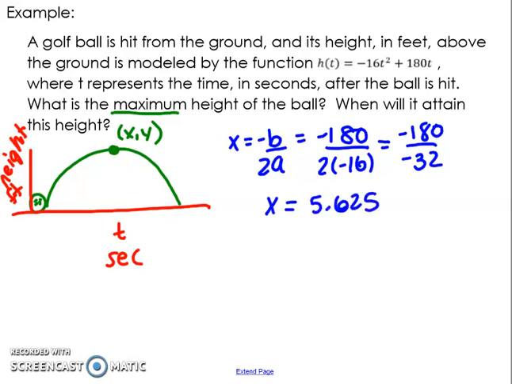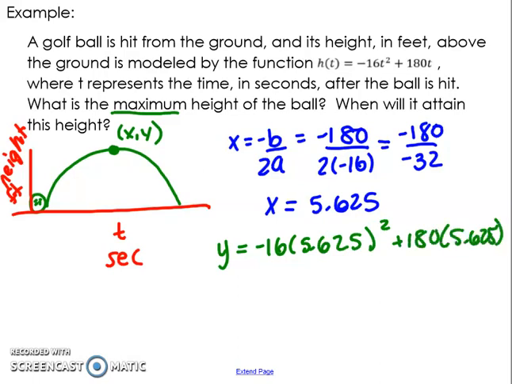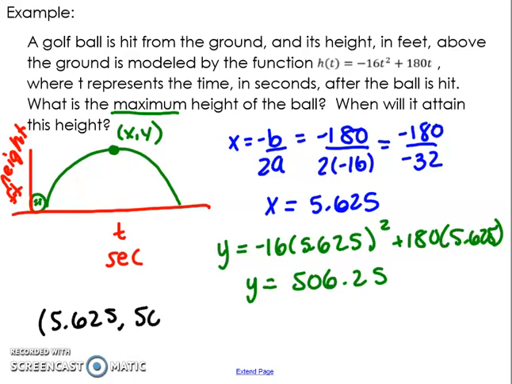Then we're going to find the y value of the vertex. We do y equals, and we plug in the 5.625 for x. Then we end up with y equals 506.25. So now we have the x and y of our vertex. In vertex notation, we have 5.625, comma 506.25.